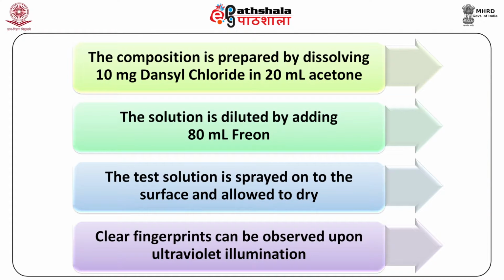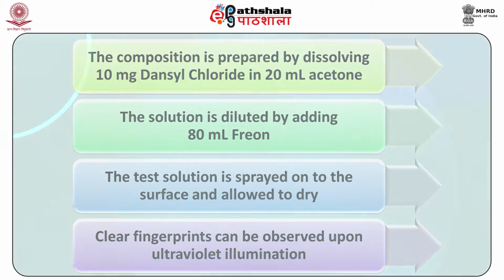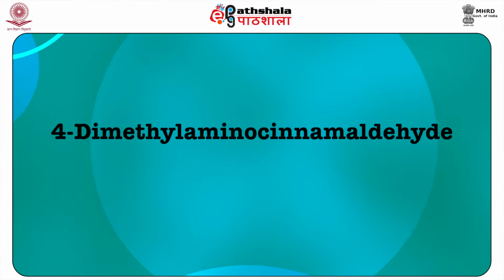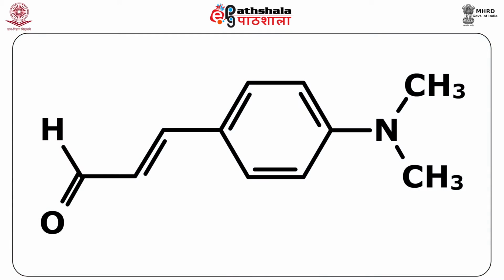For detecting latent prints, the composition is prepared by dissolving 10 mg dansyl chloride in 20 ml acetone. The solution is diluted by adding 80 ml freon. The test solution is sprayed onto the surface and allowed to dry. Clear fingerprints can be observed upon ultraviolet illumination. D is 4-dimethylaminocinnamaldehyde. The structure of 4-dimethylaminocinnamaldehyde is shown in the given figure.